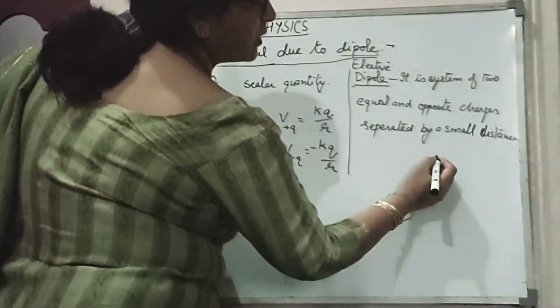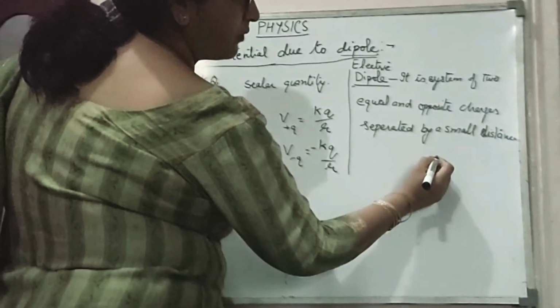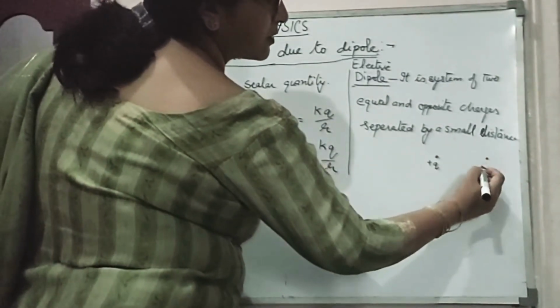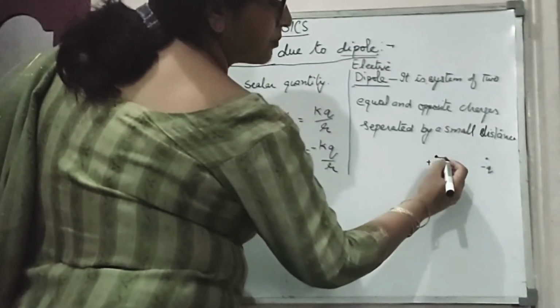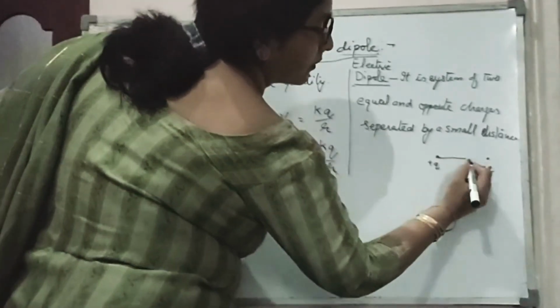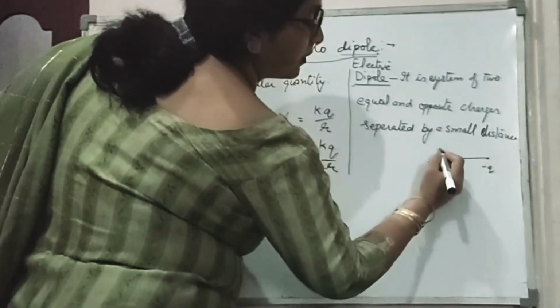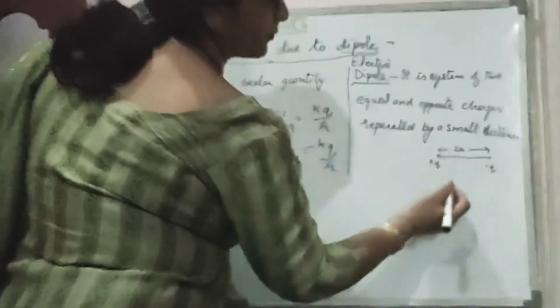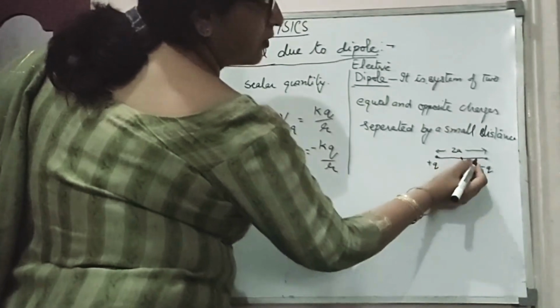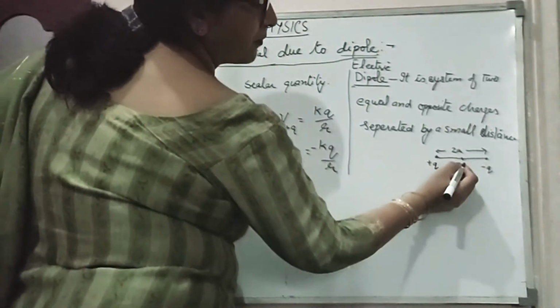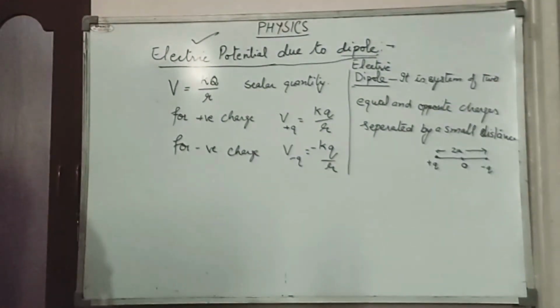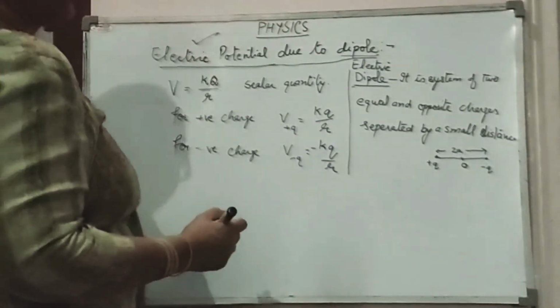So, a system of two equal and opposite charges, that means let's say this is plus Q, this is minus Q, separated by a small distance, and this distance is represented by 2A. The center of these two charges is called the center of the dipole. Here I am representing it with O.